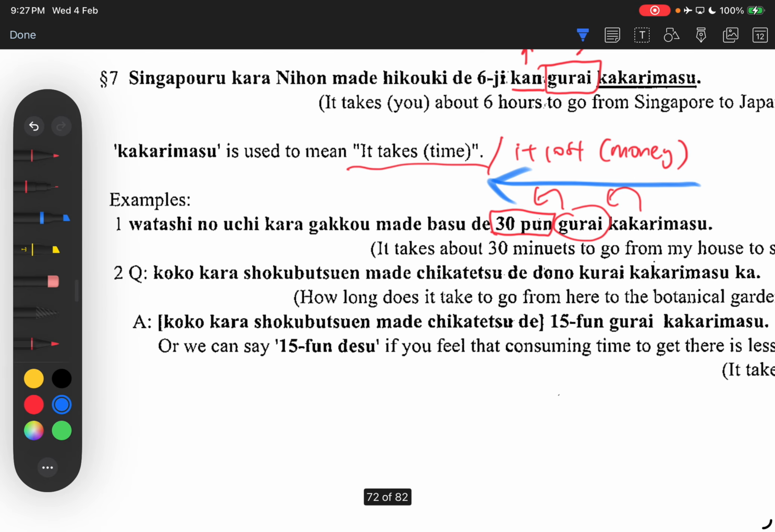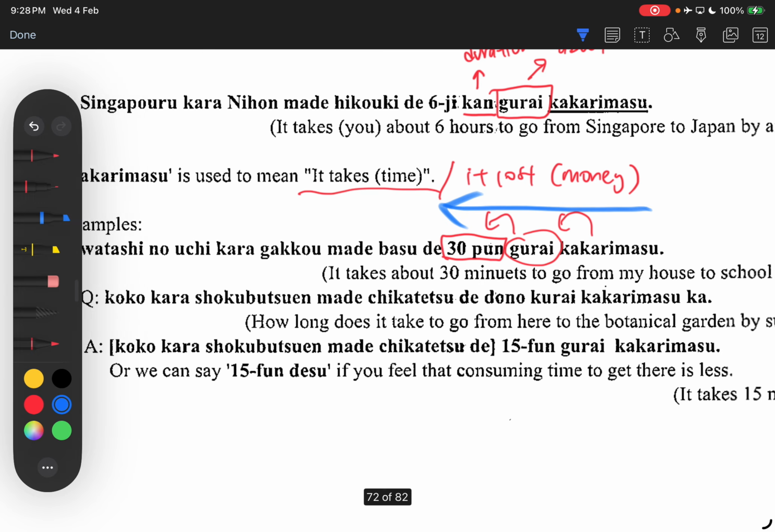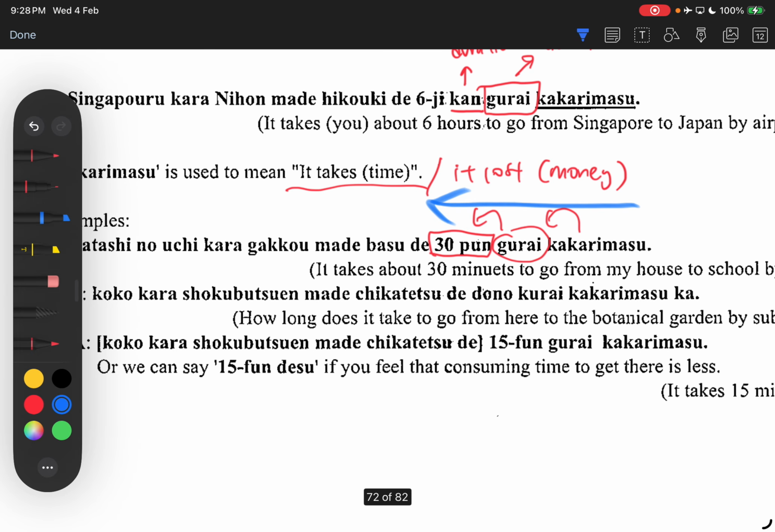Number 2. ここから植物園まで. So from here to the botanic gardens, 地下鉄で. So 地下鉄 literally means underground metal. Subway. By subway. どのくらいかかりますか? So どのくらいかかりますか? How long does it take? Right? How long does it take?